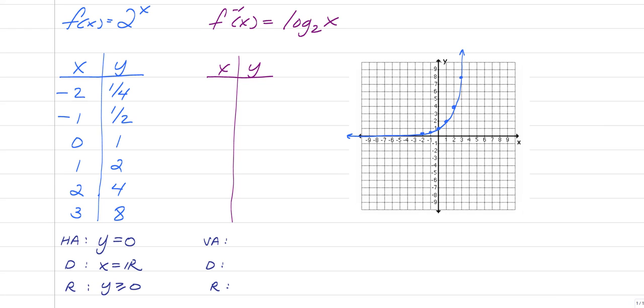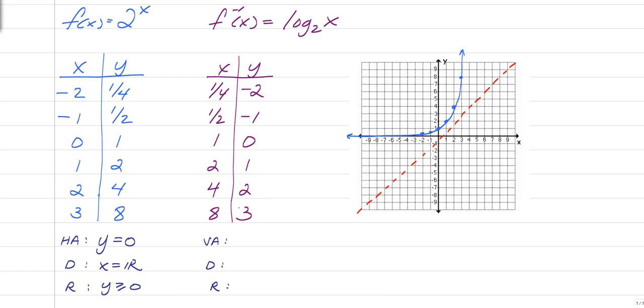So in a previous unit, we talked about inverses, the fact that they are a reflection over the line y equals x. So basically all we're doing is switching x and y's. So the inverse of f of x is equal to log base 2 of x, so we're just going to switch our x and y's. So we have 1/4, 1/2, 1, 2, 4, and 8. And our y values are now negative 2, negative 1, 0, 1, 2, 3.